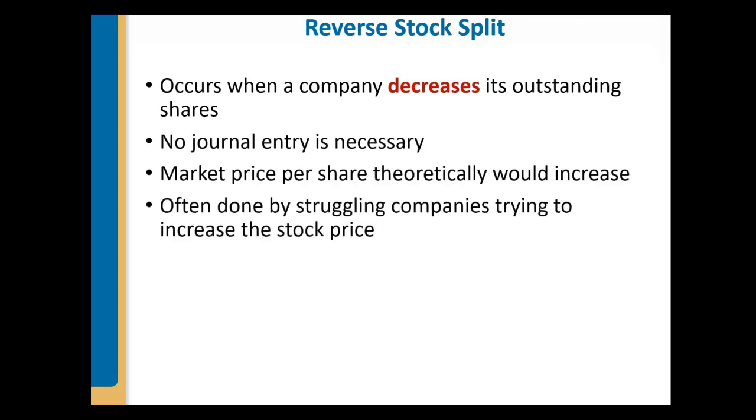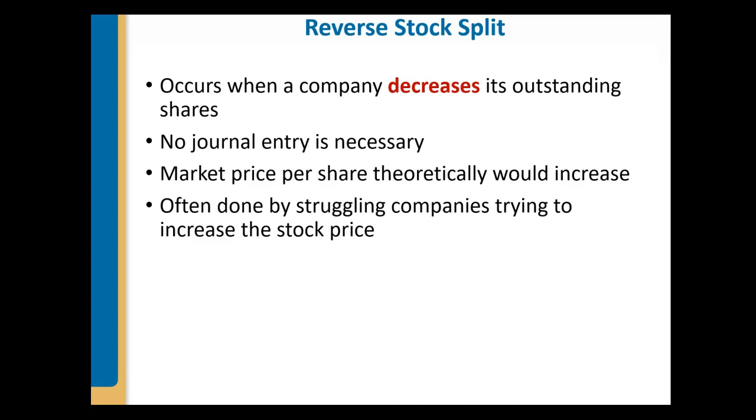Now, a reverse stock split occurs when a company decreases rather than increases its outstanding shares. After a 1-for-4 reverse stock split, for example, 100 million shares, $1 par per share, would become 25 million shares, $4 par per share. No journal entry is necessary. The market price per share, theoretically, would quadruple, which usually is the motivation for declaring a reverse stock split.